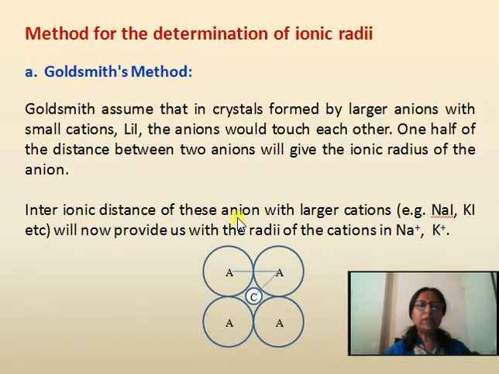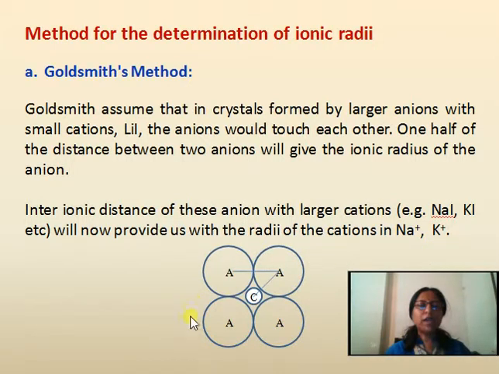Interionic distance of this anion, that means here for example I minus, with larger cations, that means Na plus, K plus, etc. The salts here, sodium iodide and potassium iodide, will now provide us with the radii of the cations in Na plus and K plus. So from NaI or KI, we will get the interionic distance, that means the bond distance, and from that bond distance value, if we subtract the radii value for I minus which we got from here, we will be able to get the cationic radius for Na plus or K plus.